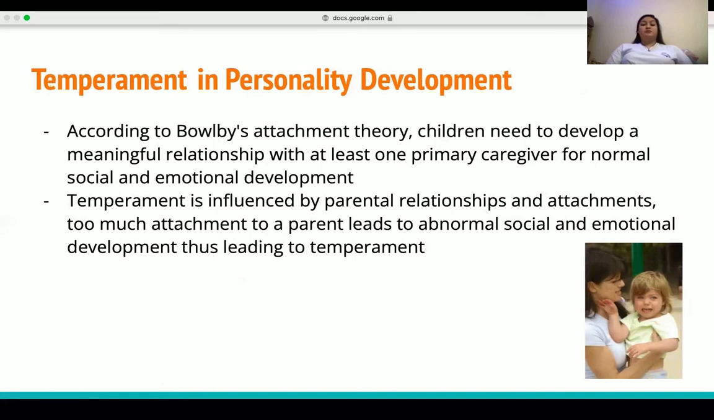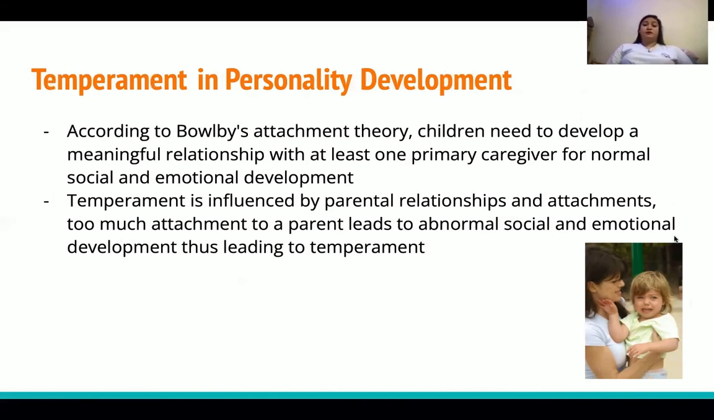So, temperament and personality development. According to Bowlby's attachment theory, children need to develop a meaningful relationship with at least one primary caregiver for normal social and emotional development. Temperament is influenced by parental relationships and attachments. Too much attachment to a parent leads to abnormal social and emotional development, thus leading to temperament.